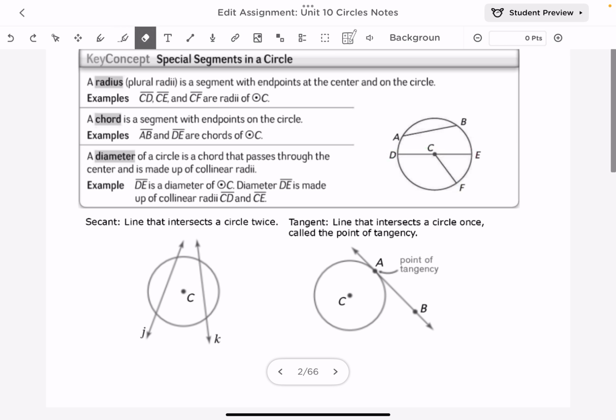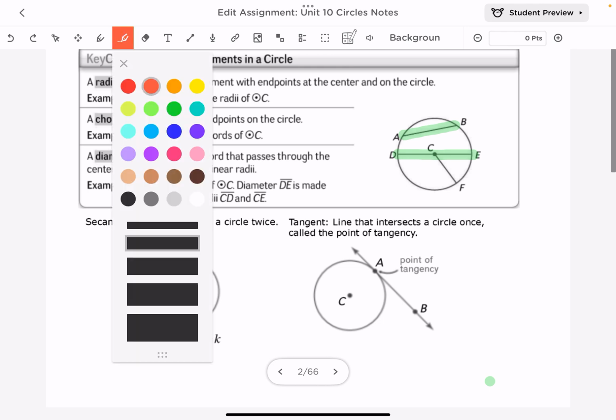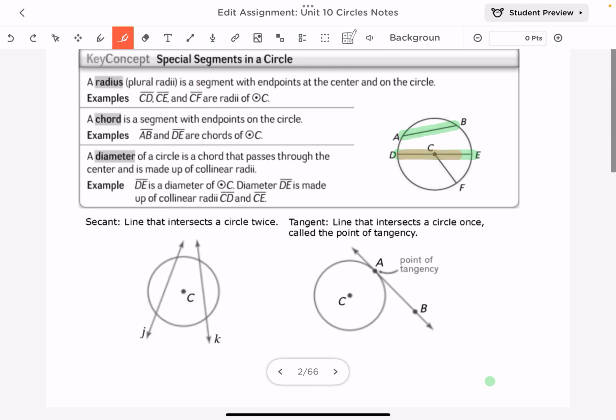Okay, and then when we look at that next word, chord, a chord is a segment with endpoints on the circle. So if you look at AB, that is a chord, but also DE is a chord because two endpoints are on the circle. More specifically, though, if we look at DE, that is also considered our diameter. It's a chord that passes through the center, and then it has radii that make up that diameter. You name a diameter from end to end, so we would go DE or ED because it's just a segment.